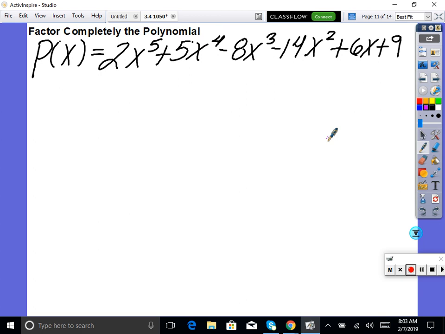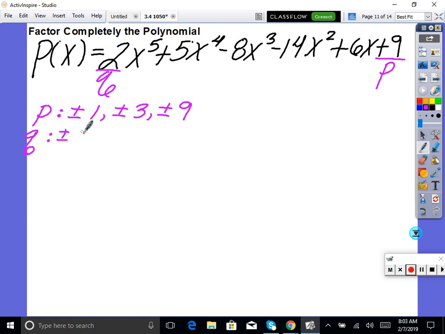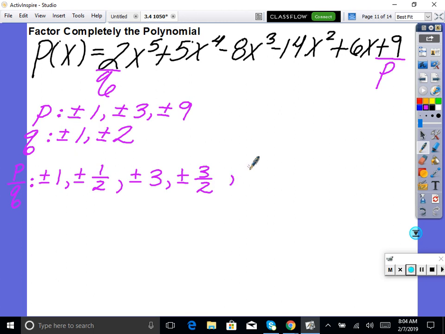Okay, so what we would do is say our Q is our leading coefficient. Our P is our constant coefficient. Let's list out factors of P. Plus or minus 1, plus or minus 3, plus or minus 9. Factors of Q, plus or minus 1, plus or minus 2. So now P over Q. 1 divided by 1, 1 divided by 2. 3 divided by 1, 3 divided by 2. 9 divided by 1, 9 divided by 2.